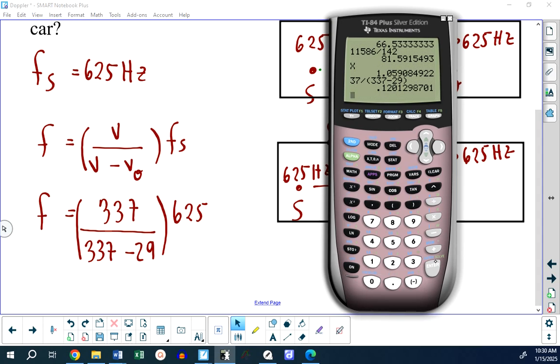You don't need to hit equals after you enter this. I just like to do it. I like to do it to explain to students that what you're going to hear is a frequency that's 9% greater. It's going to be 109% of what it was.